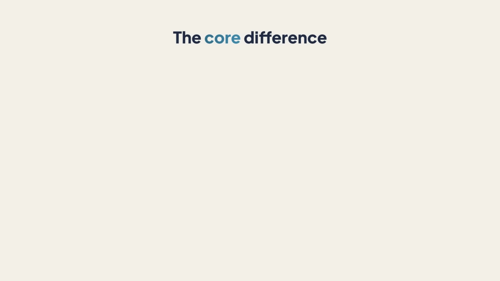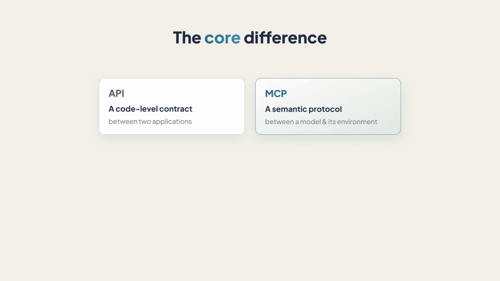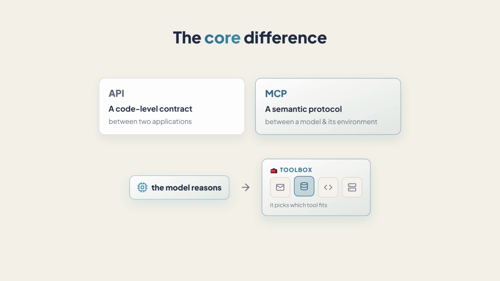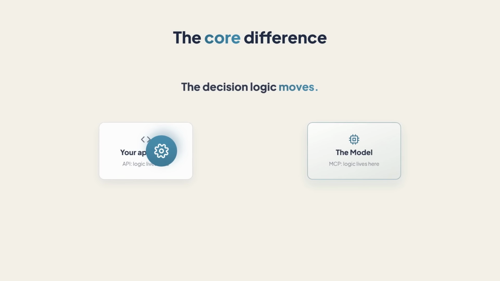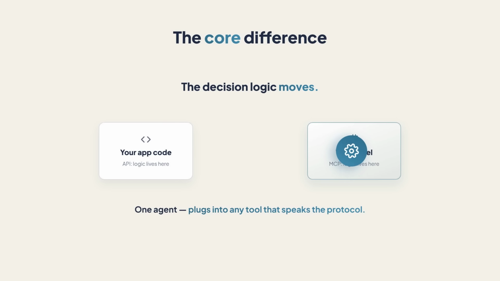That's the core difference. An API is a code-level contract between two applications. MCP is a semantic protocol between a model and its environment. You're no longer teaching the model which endpoint to hit. You're giving it a toolbox and letting it reason about which tool fits. And that shift is bigger than it sounds. With APIs, the logic of what to call and when lived in your app code. With MCP, that logic moves into the model's reasoning itself. You can build one general-purpose agent that plugs into any tool that speaks the protocol. No rewriting code for each integration.